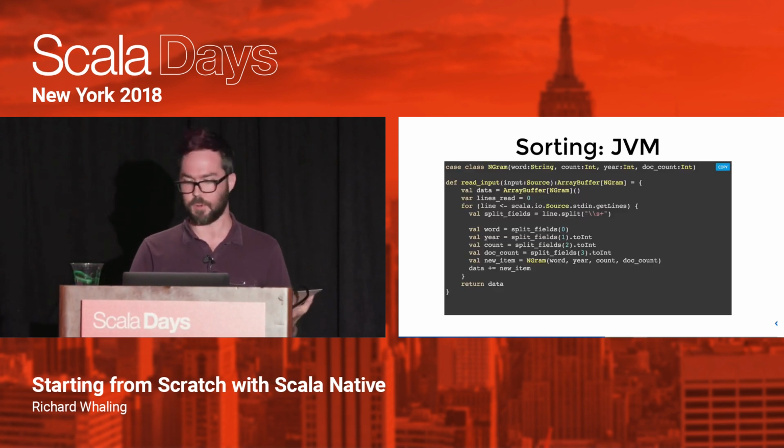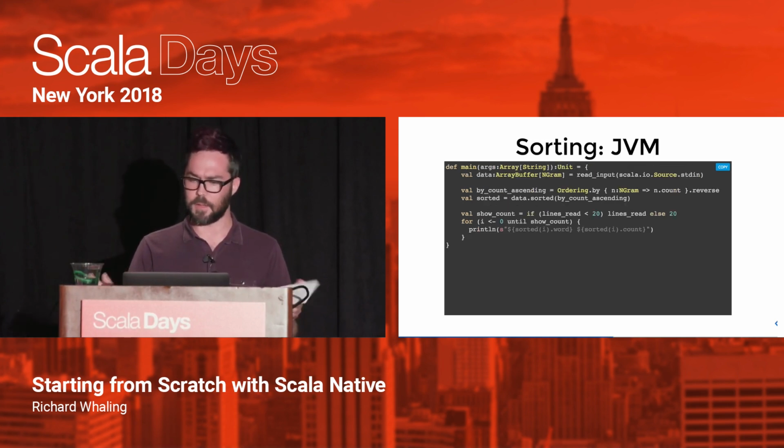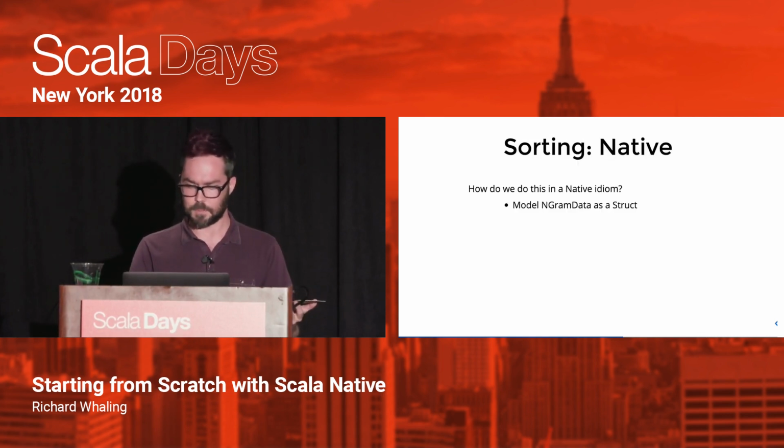To do this in Java, I'm just going to use an array buffer. I'm going to actually create an Ngram case class to store these things and model them. But otherwise, the code's pretty much the same. And then for the actual sorting code, just sorting the array buffer, right?